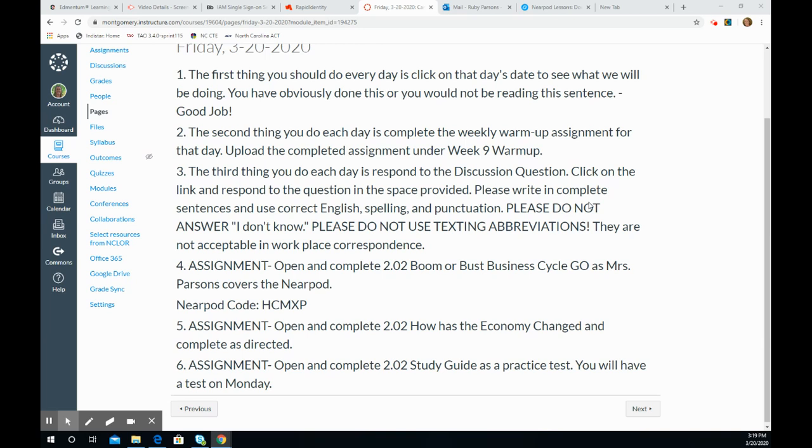to cover the Nearpod for you today. I've listed the code here. It is HCMXP. You can go through it student paced, or you can stop and fill it out as I am covering the Nearpod with you. And then your last assignment for today is going to be how the economy has changed.